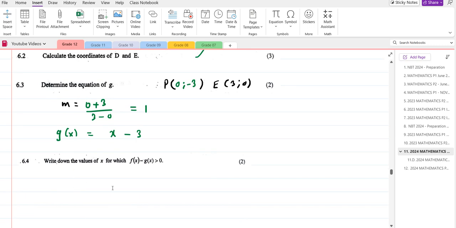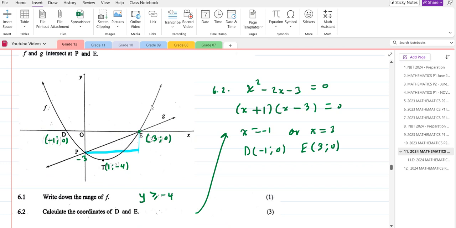Write down the values of x for which f of x minus g of x is positive. When is the difference between the two graphs greater than 0? So the f graph must be on top and the g graph must be at the bottom, and the difference must be positive. So let's check where it is.